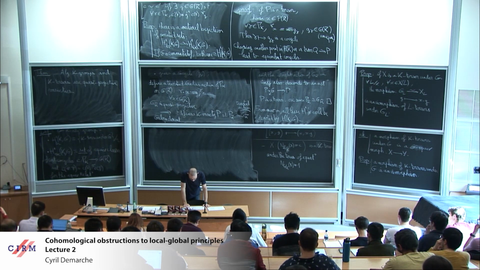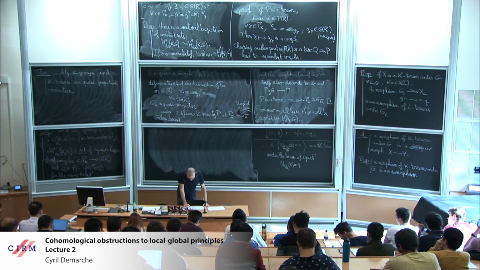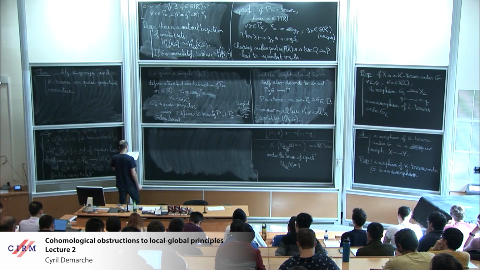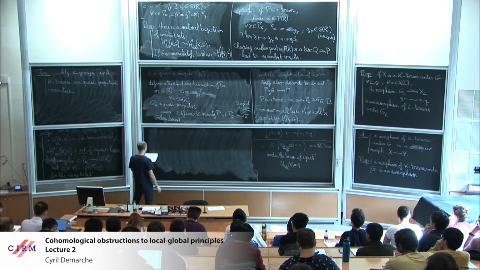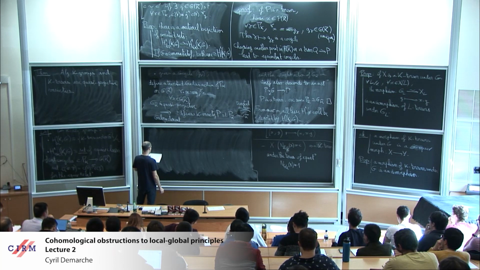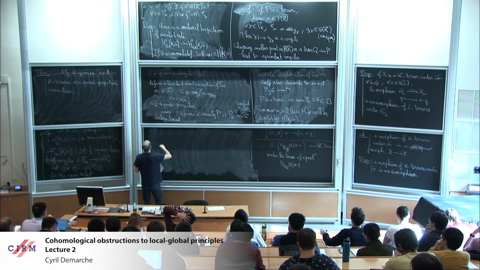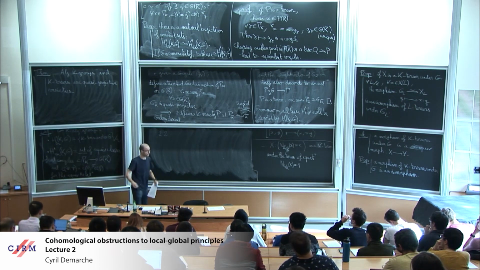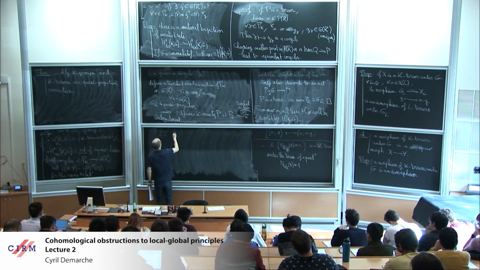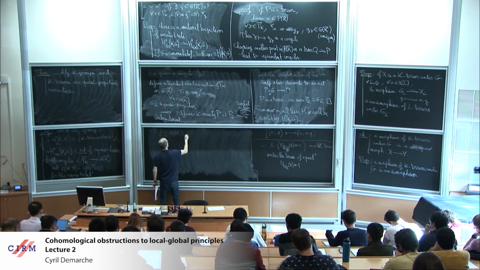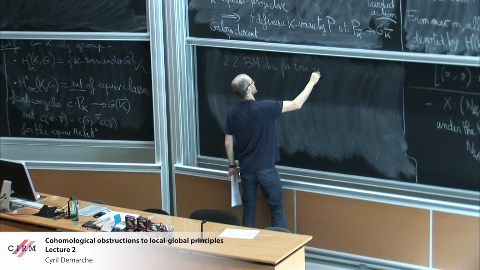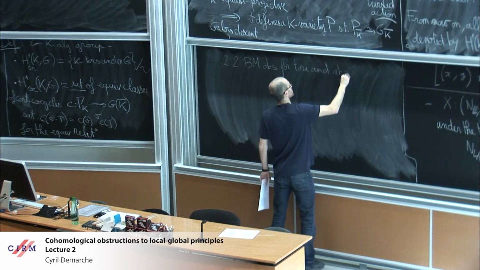Okay, so this is the definition of torsors. Now you know everything about torsors. So now we can move to the Brauer-Manin obstruction for commutative algebraic groups first. So this is 2.2, I think. Brauer-Manin obstruction for tori and abelian varieties.